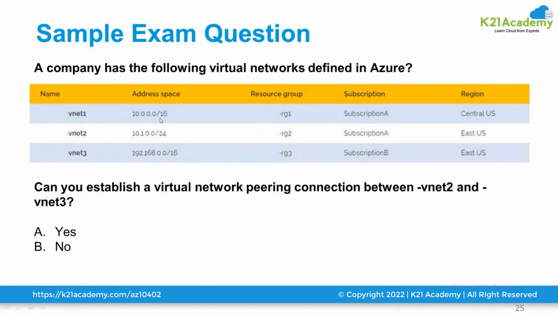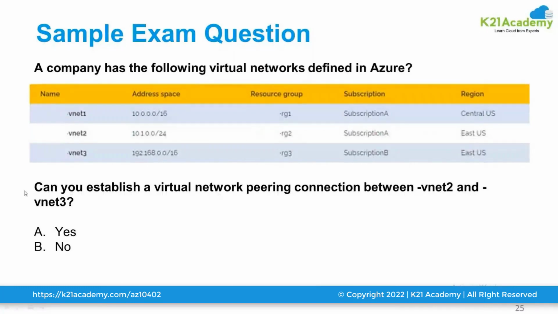VNet 1 address space is 10.0.0.0/16 and it's part of resource group 1, and this resource group is part of subscription 1 which is in Central US, right? VNet 2 is having this IP address range which is part of resource group 2, subscription A, East US, and VNet 3, this is the address space which I am talking about, right? Resource group 3, different subscription and East US.